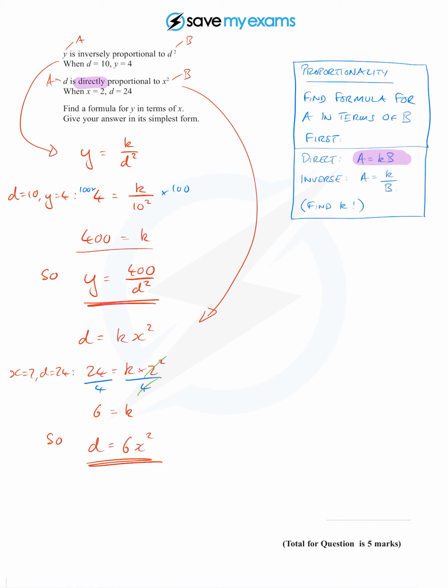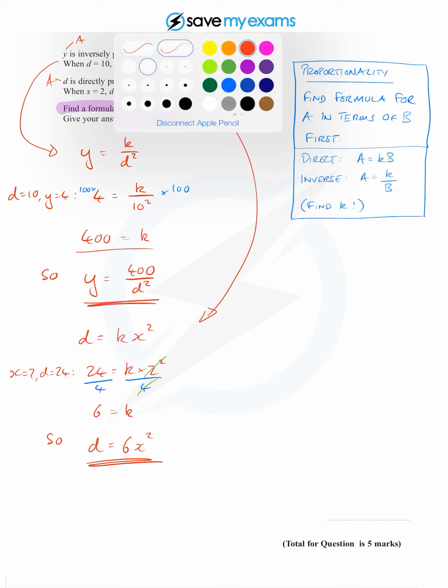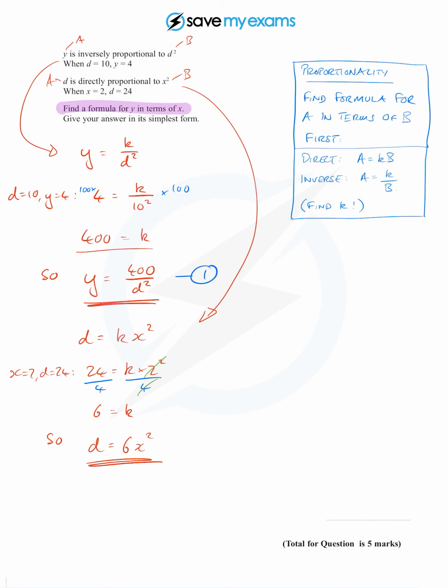Right, well, I've dealt with the two things, but I haven't actually answered the question. What is the question? It says find a formula for y in terms of x. Well, at the moment, I have a formula for y in terms of d and a formula for d in terms of x. So if I substitute one into the other, let's give these things names now. Let's call this one 1 and this one 2, so I can refer to them. If I substitute 2 into 1, and that's a universally recognised symbol for that, I get y equals 400 over d squared. Well, d is 6x squared, and I square that to get d squared.